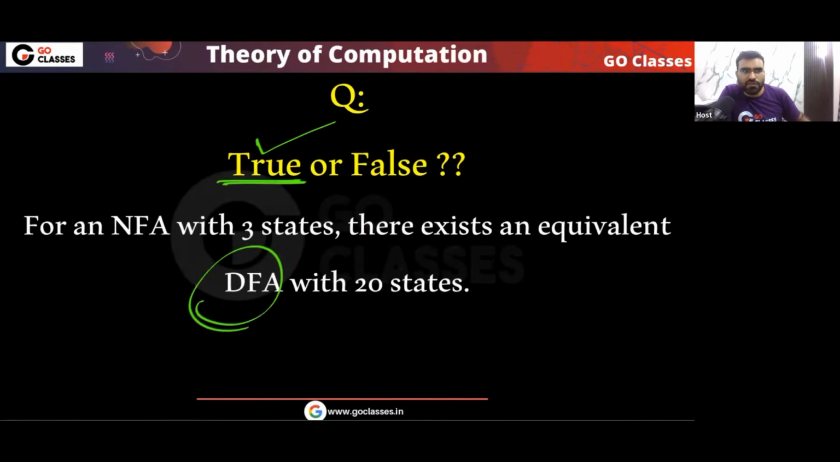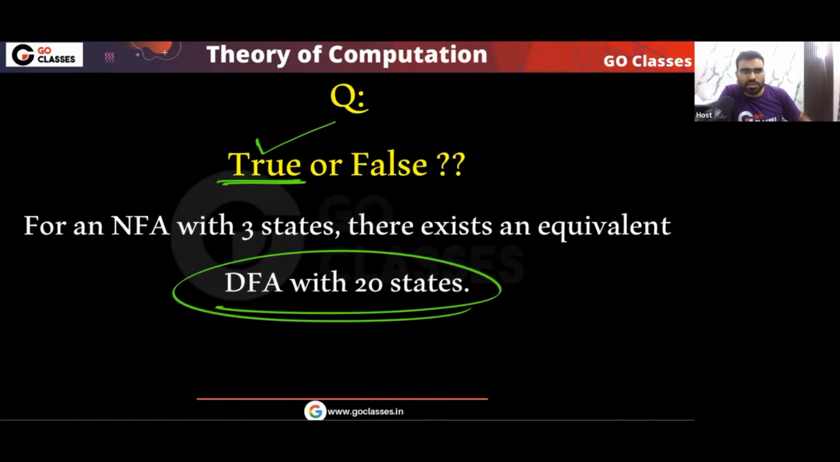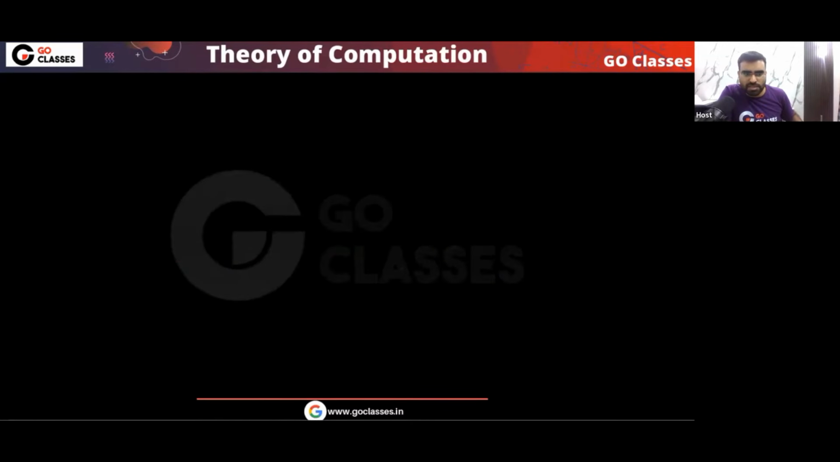I am talking about DFA. You can have a DFA with 20 states, right? Notice one thing, a very simple point. You have an NFA with 3 states. Okay, there is an NFA with 3 states.